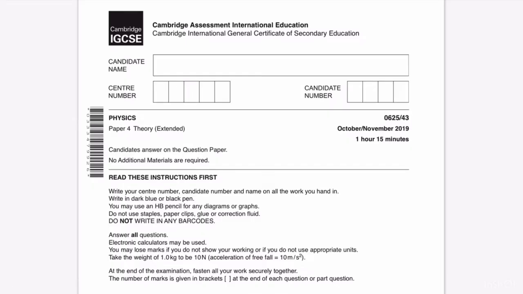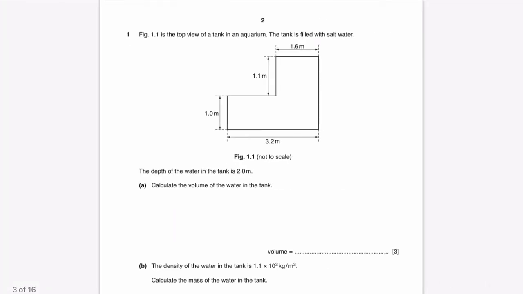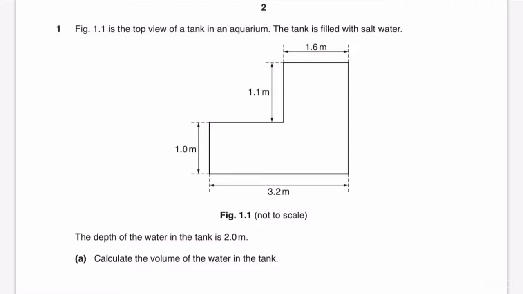Okay, so we're starting off with P4 variant 43 from October-November 2019. So let's start. Question number one. Figure 1.1 is the top view of a tank in an aquarium. The tank is filled with salt water. The depth of the water in the tank is 2 meters.